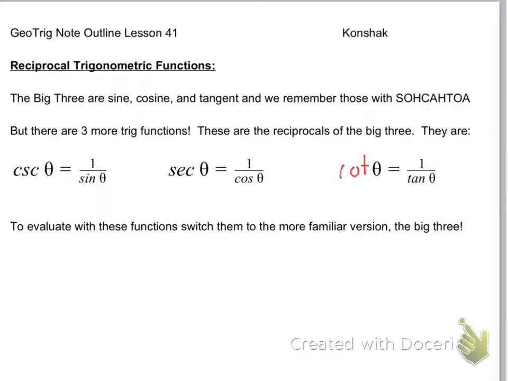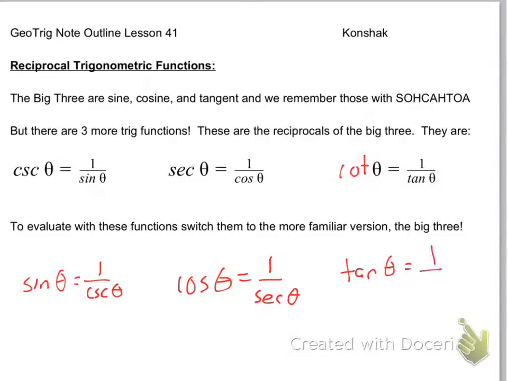Before we move on to the next slide and start to evaluate these things, I also want to highlight the fact that I can also say that sine of theta is the same as 1 over cosecant theta. Cosine theta is 1 over secant theta. Tangent theta is 1 over cotangent theta. These are interchangeable. You can switch between the two as you would like. And most of the time, I am going to switch any of the reciprocal functions to the big three because it makes my life a lot easier. Okay? So, let's go on to actually using some of these.